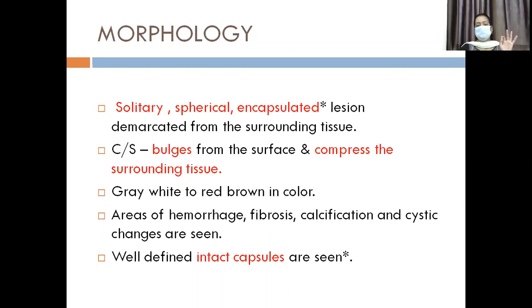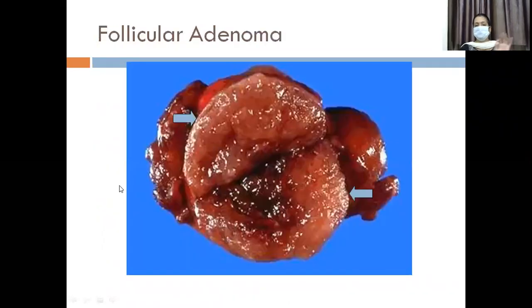So a well-defined intact capsule is seen in follicular adenoma, whereas a breach in the capsule, with these compact thyroid follicular cells moving out of the capsule, is seen in follicular carcinoma. That's how you differentiate. So this is the follicular adenoma. You see that this is a solitary lesion. This is a cut section. You see that there is some hemorrhage, reddish in color.